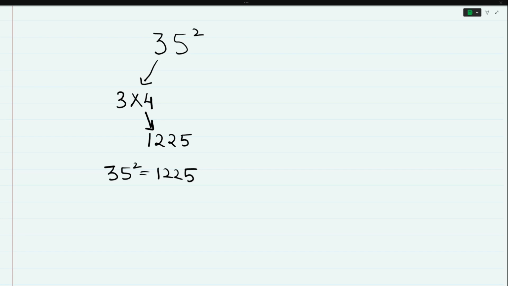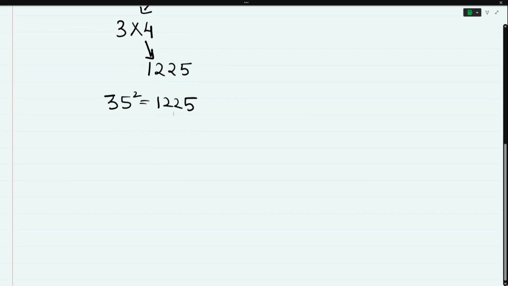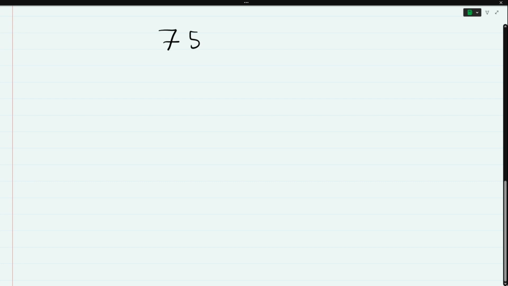Let's try one more just to make sure it sticks. How about 75 squared? Let's take again the tens digit, which is 7, and multiply it with the next higher number, which is 8. We get 56 and just add 25 to the end. We get 5625, which is the square of 75.